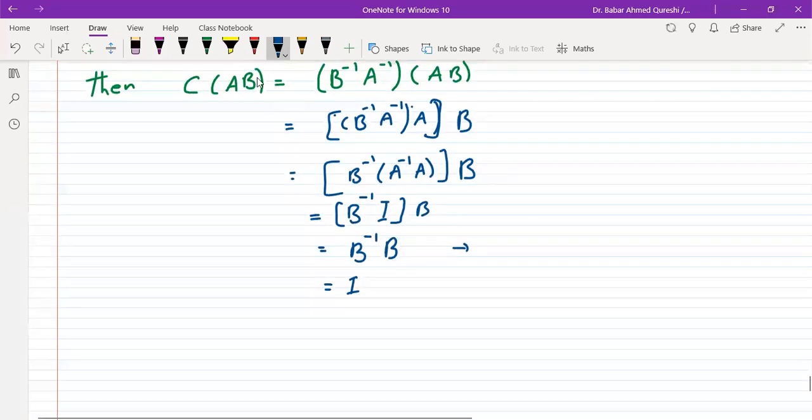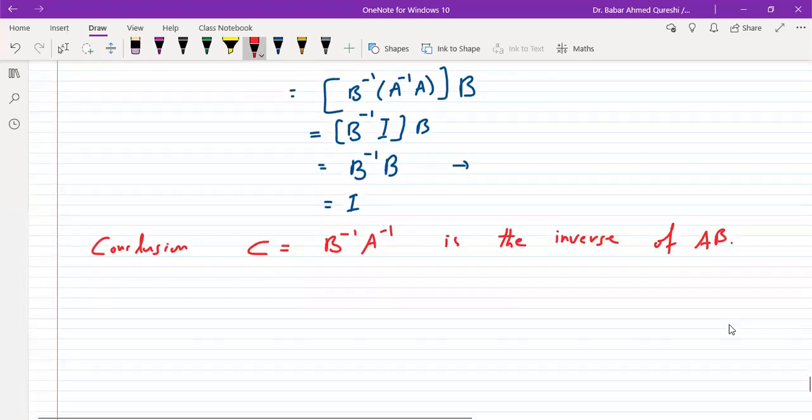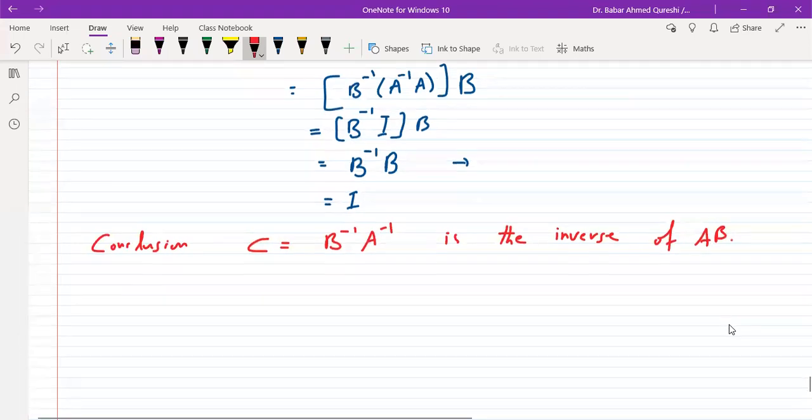So the conclusion is C, which is B inverse A inverse, is the inverse of AB. And it exists because you can just construct it. So the inverse exists and we know its form as well.